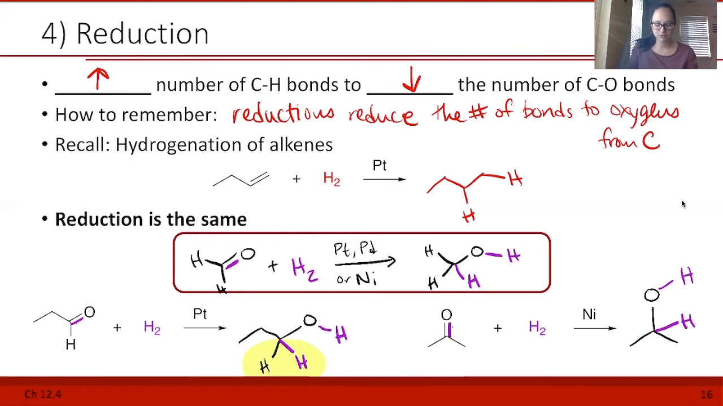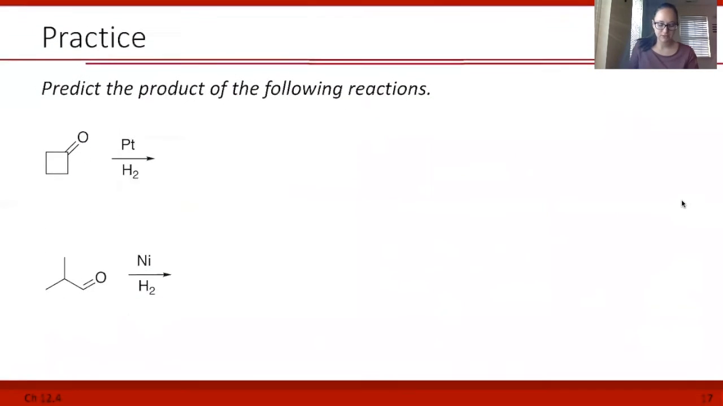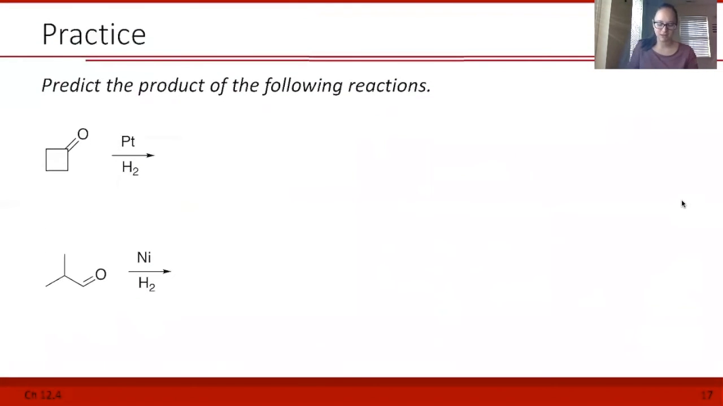Okay, let's do some practice for these. So take a moment, try these on your own, and then I'm going to go through the answers now. Okay, so I have this double bond again. We're going to add hydrogen across it, a hydrogen on either side. So I'm going to draw the same carbon framework, my bond to my oxygen, and then put a hydrogen on either side.